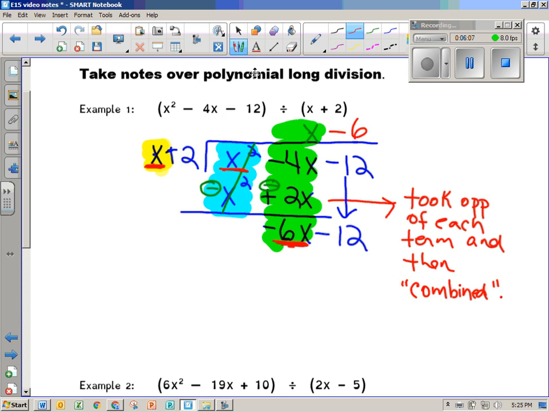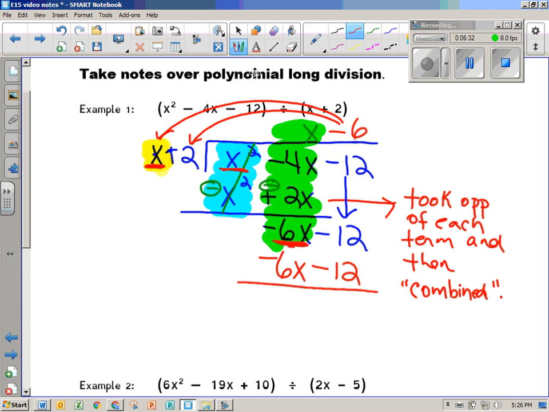So that goes here. Now we get ready to multiply. So negative 6 times x would be negative 6x. So we're doing this. We're multiplying negative 6 times x, and then negative 6 times positive 2, which is negative 12. Draw the line. Now this one's pretty obvious to see.